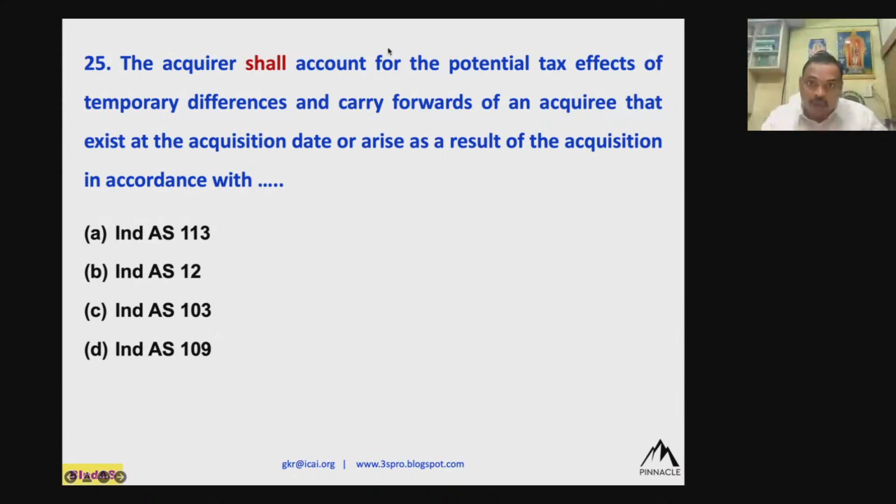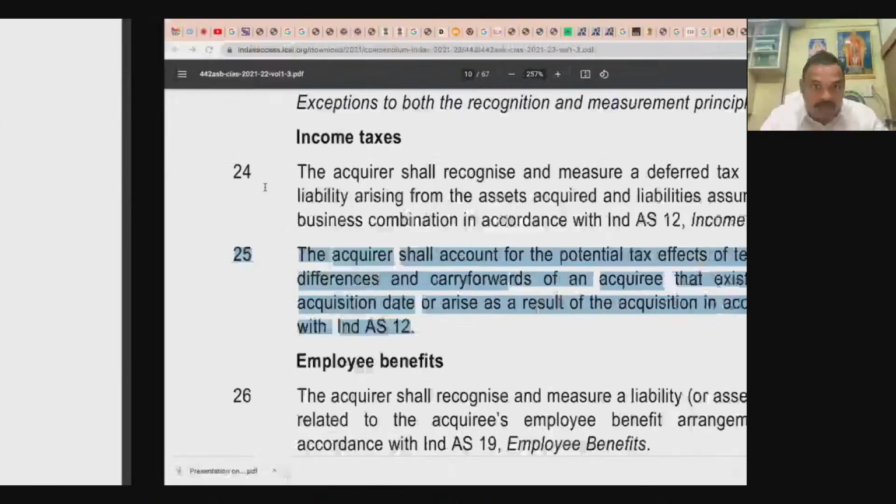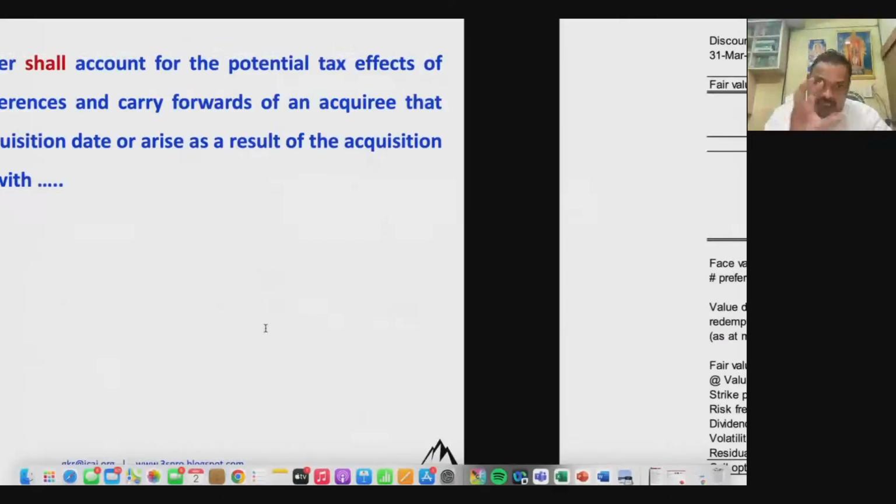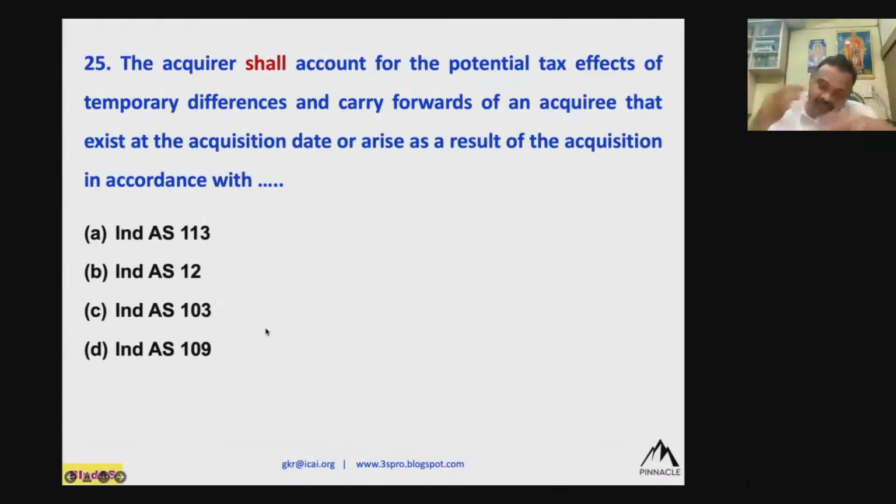The acquirer, the potential tax effects, as a result, in accordance with Ind AS 12. Ind AS 12 is income taxes. So you need to measure the differences and then recognize them. First of all, you have to identify the effect. So this is as per para 25. So the answer is B, Ind AS 12.